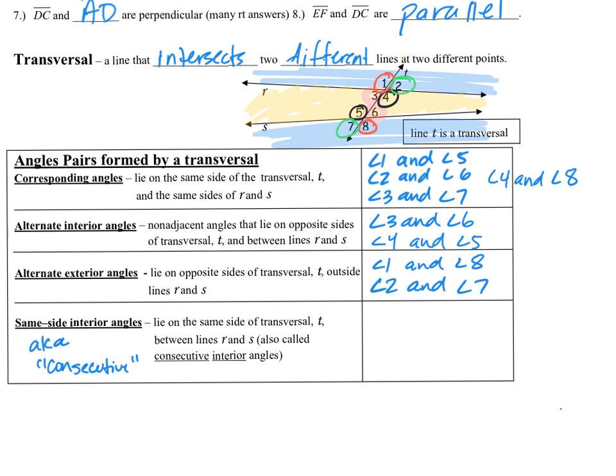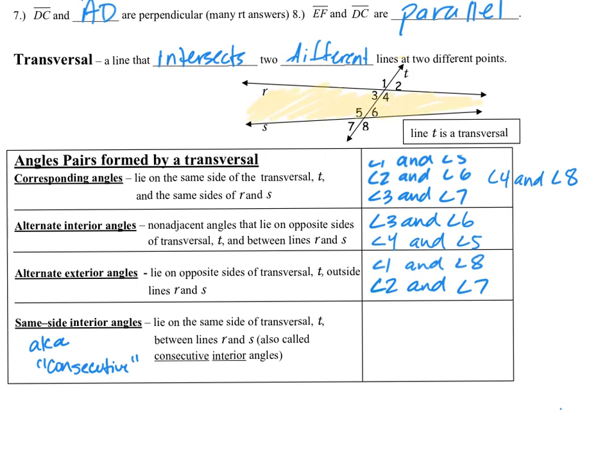So same side interior angles lie on the same side of the transversal and between lines R and S. I already noted that they're also called consecutive interior angles. So let me erase this a little bit. Let's find a pair of angles that lie on the same side of the transversal, but they also lie in the interior of the two lines.